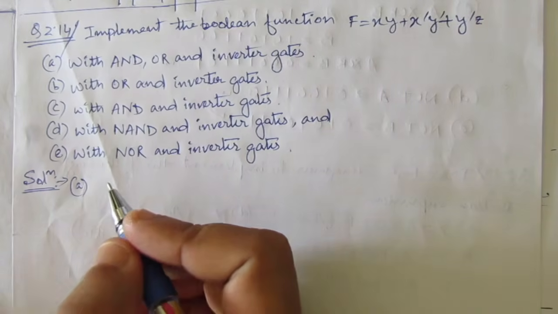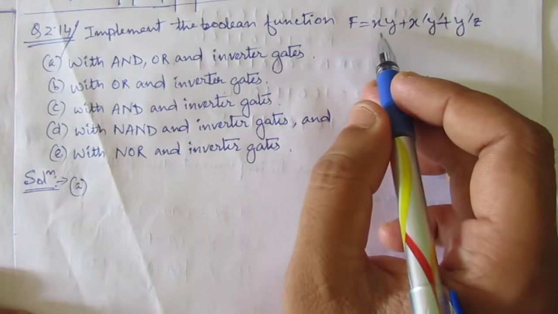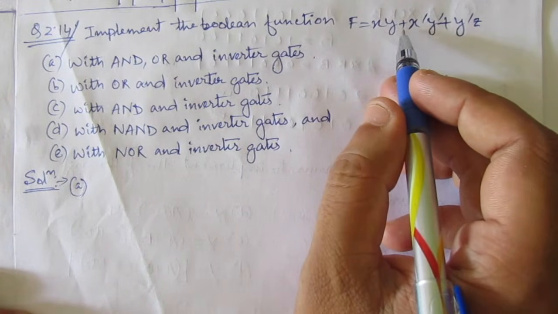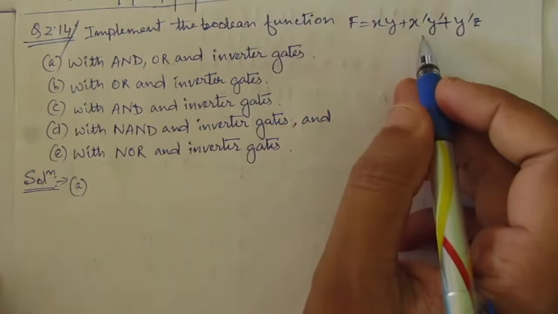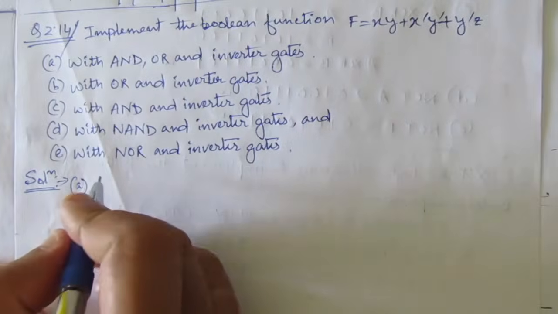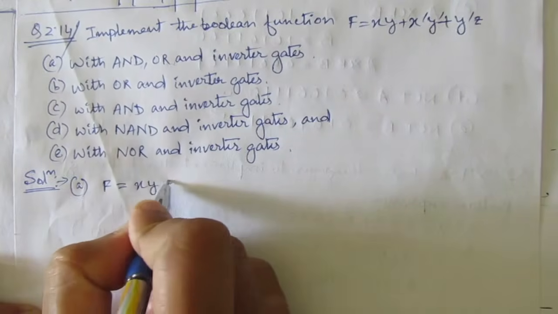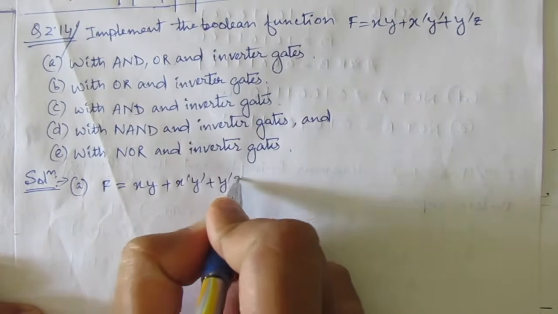First, we can use AND gate, OR gate and inverter gate. So here we can see that for xy we can use an AND gate. This plus means we can use an OR gate. For this x bar, we can use an inverter, and y bar also the same. So let us draw this logic diagram: F equal to xy plus x bar y bar plus y bar z.